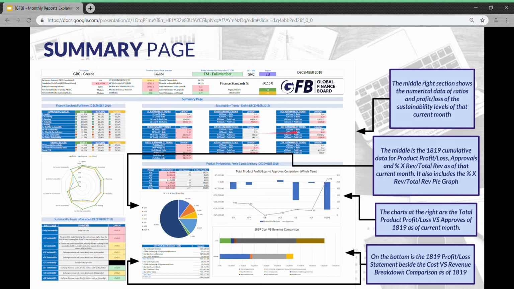Now, the middle right section shows the numerical data of ratios and profit and loss of the sustainability levels of the current month. So meaning we are focusing on the entity sustainability levels and the product sustainability levels here. The one in the middle is the 1819 cumulative data for product profit loss, approvals, and the percentage exchange revenue per total revenue, and the pie graph that accompanies it.